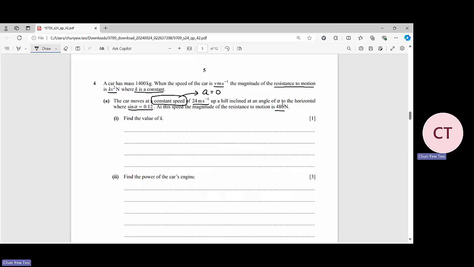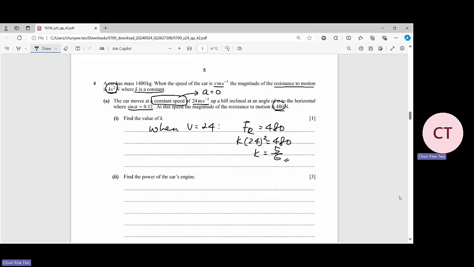Since the resistance to motion is connected to this formula, you just need to say that when v is equal to 24, your resistance FR is 480. So the formula for FR is kv squared equals 480. Just use your calculator. You can get the answer as k is equal to 5/6. Done for part A 1.